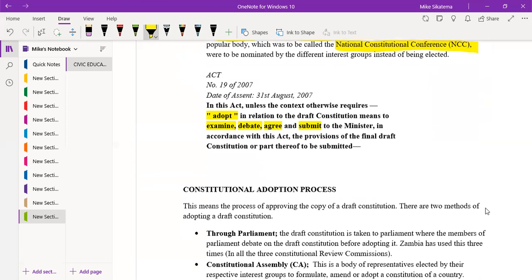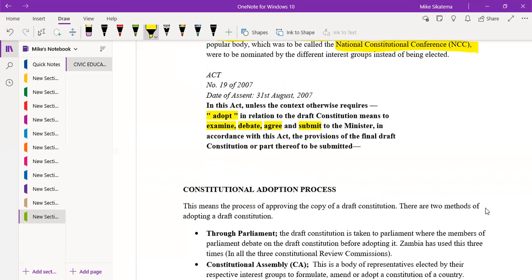So this is why Act number 19 of 2007, the National Constitutional Conference Act, states that to gather that body, and I want you to know these keywords. Remember, keywords are very important. In this act, unless the context otherwise requires, adopt, in relation to the draft constitution, means to examine, debate, agree, and submit to the minister in accordance with this act, the provisions of the final draft constitution or part thereof to be submitted.